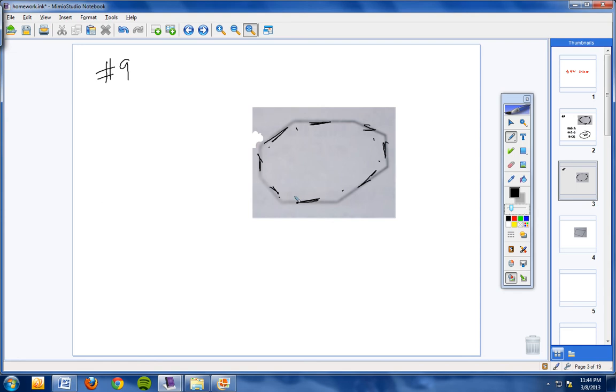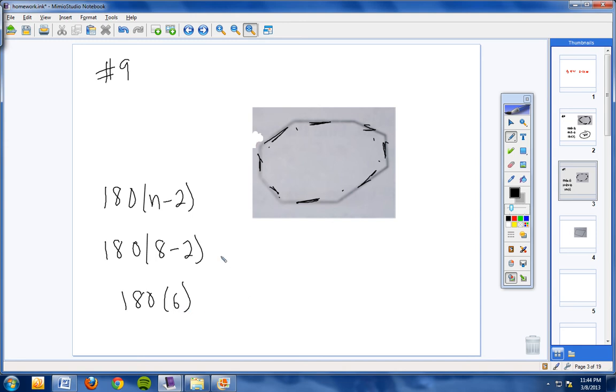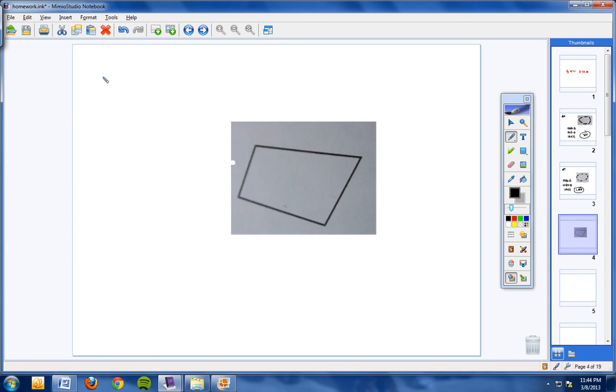For number 9, they want us to find the sum of all these interior angles added together. So 180 times n minus 2. Of course, for n, we're going to substitute 8 because there are 8 sides. 8 minus 2 is 6. And the answer you get should be, excuse me, 1,080. 1,080 degrees if you add up all 8 of those angles. Alright, number 10 is the exact same thing.